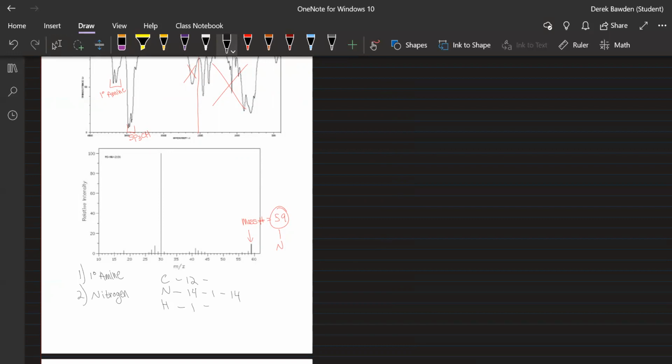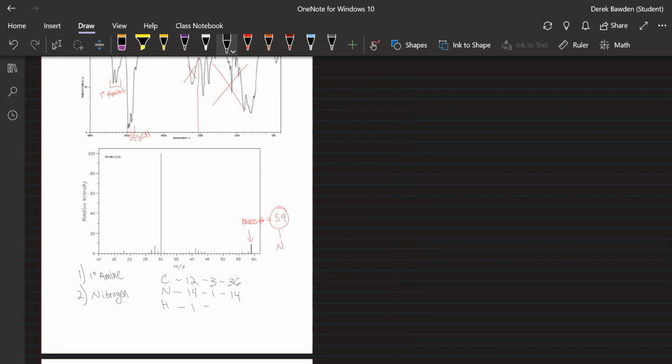Let's guesstimate how many carbons we think. What should be our number? Let's go with 4. We're going to try it. 12 times 4 is 48, right? Already we're added up beyond 59. So we know it's not going to be 4 carbons. Let's try 3. 36 plus 14. We're well below our 59 limit.